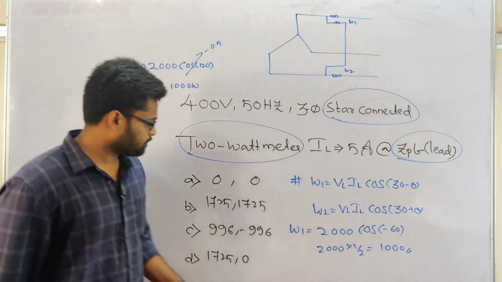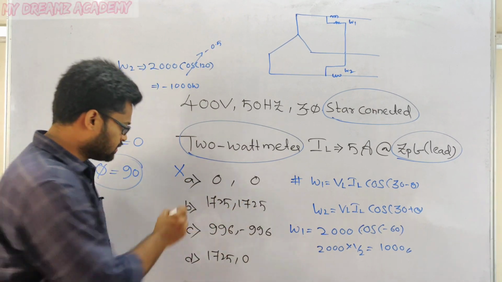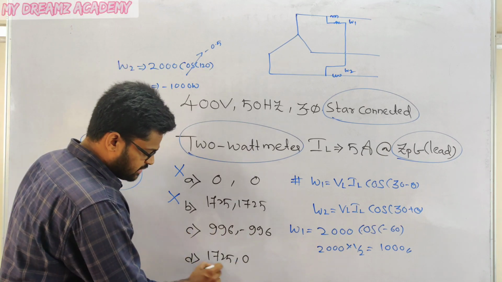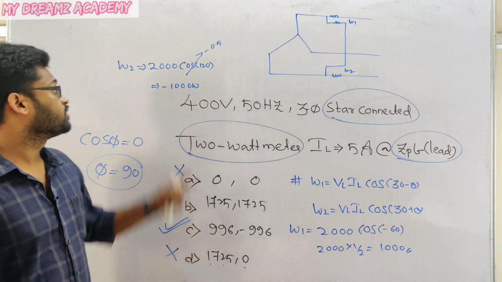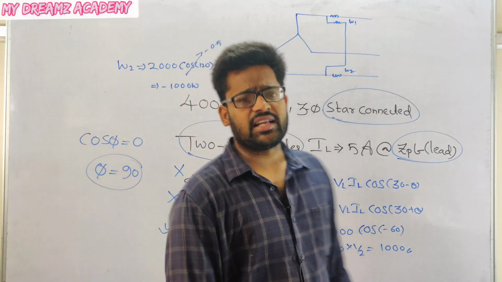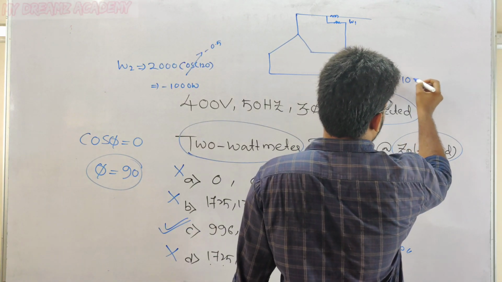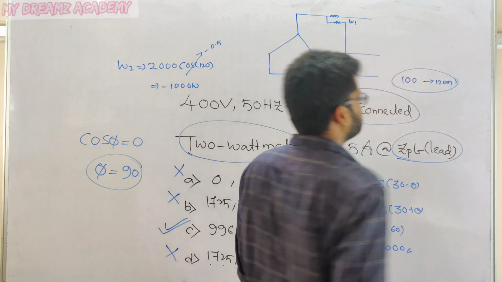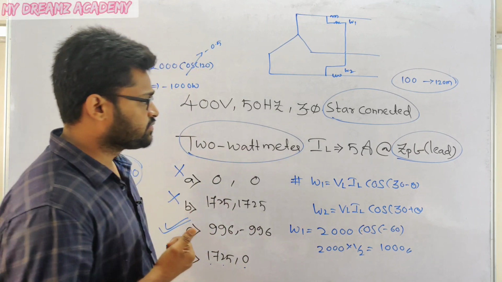But see the options. 0, 0: yes, this is a wrong answer. 1725, 1725: this is also a wrong answer. 996, minus 996, and 1725, 0: this is also a wrong answer. So the only option is this one, it is near to 1000 only. But in the exam we have very little time. We need to solve 100 questions in 120 minutes. Is there any alternative method to solve this?